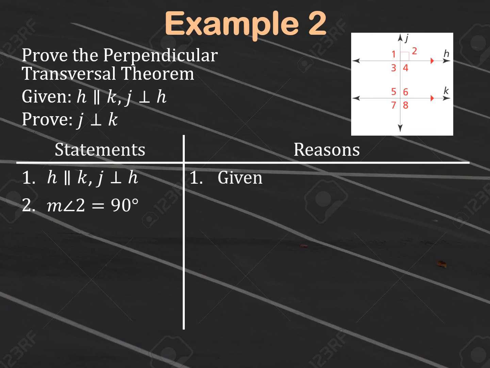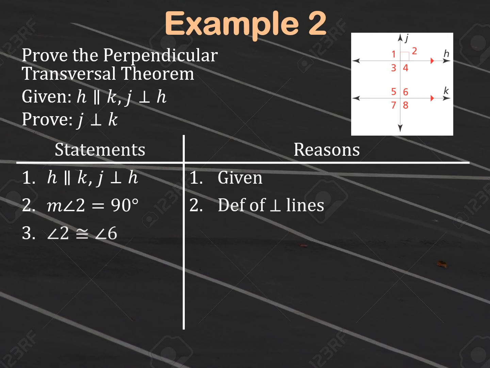Statement 2, the measure of angle 2 is 90 degrees. And this is because of the definition of perpendicular lines. So perpendicular lines form right angles. Right angles measure 90 degrees. And you're told J is perpendicular to H, so angle 2 has got to be 90 degrees.